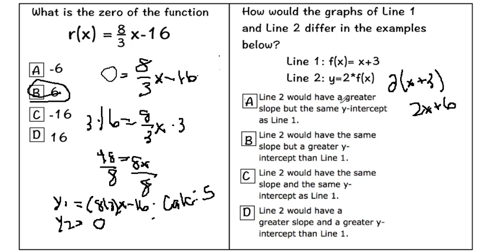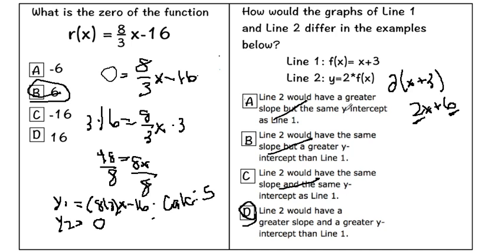Line 2 would have a greater slope, but the same y-intercept as line 1. Now we have greater slope, but we also have a higher y-intercept, so not that one. Line 2 would have the same slope. Nope. Line 2 would have a greater slope and a greater y-intercept than line 1.